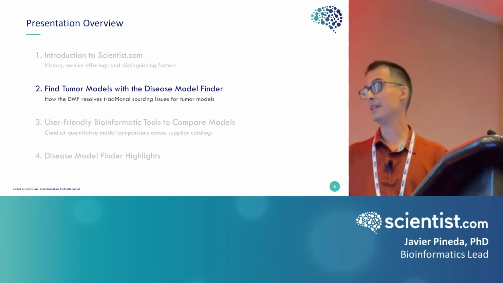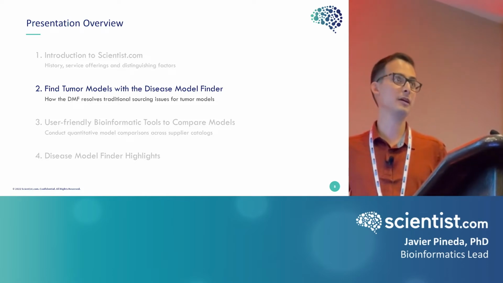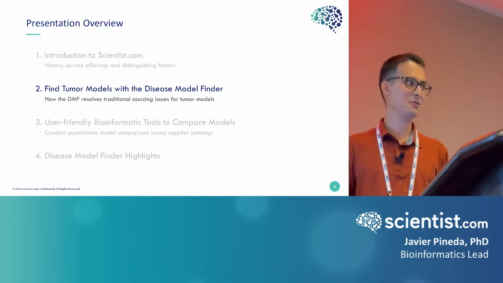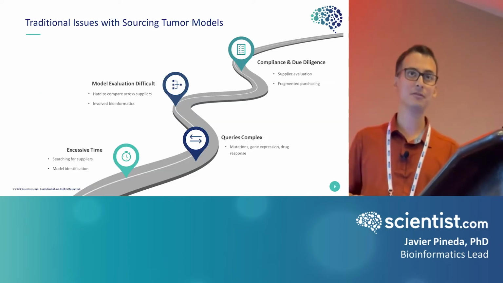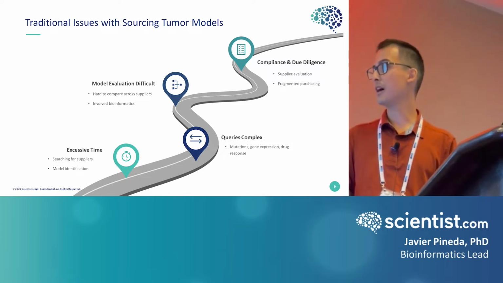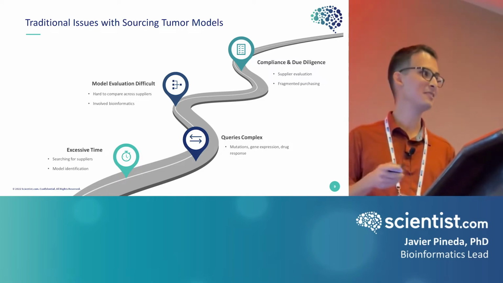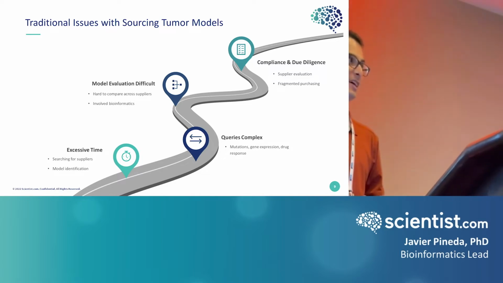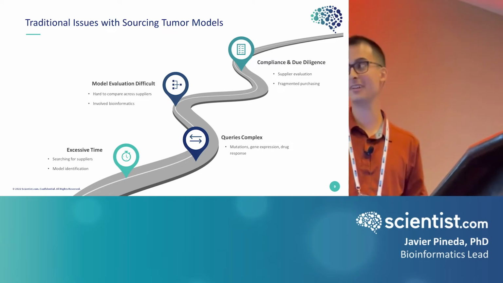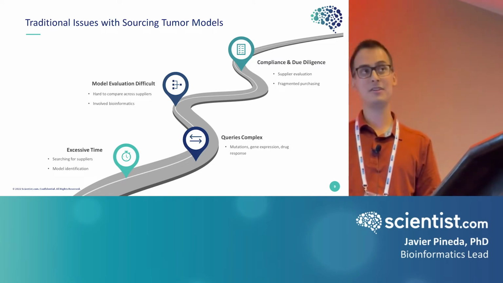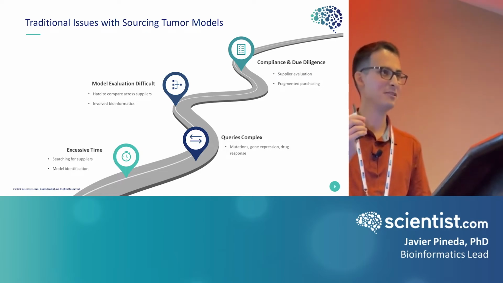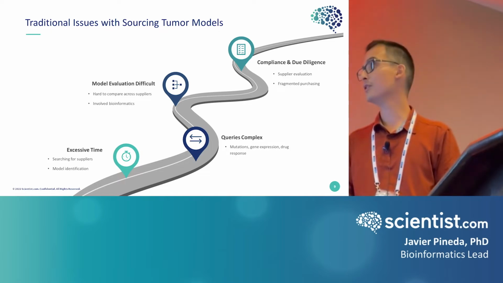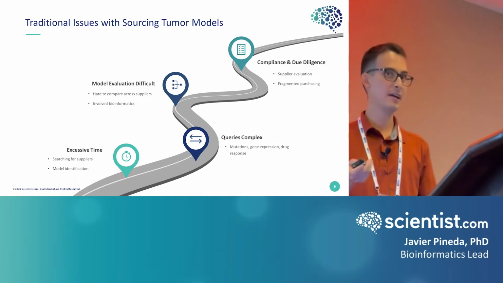In many ways, the disease model finder is an enhancement to what we already do: making connections, helping you find what you need. But as I'm sure many of you are aware, there are traditional issues with sourcing models. First off, it takes a long time in some cases to find a supplier that has the model you need. Even when you find that supplier, you might be looking at weeks to months of paperwork and negotiation. It could also be that you have a very niche model that you're looking for, maybe one or more genetic mutations that you need to be present, or resistance to a certain standard of care.